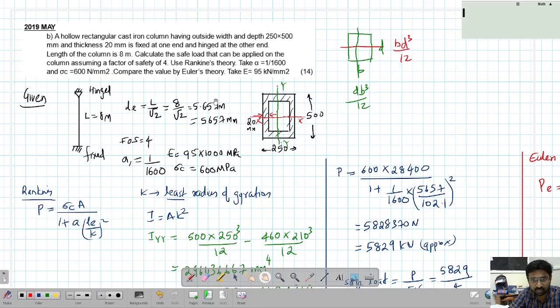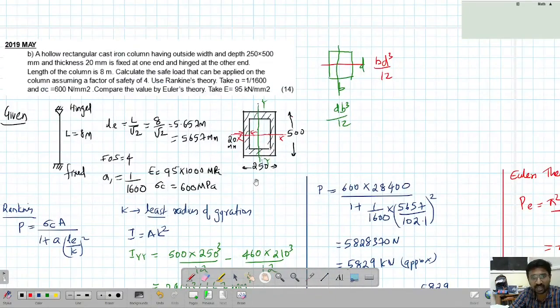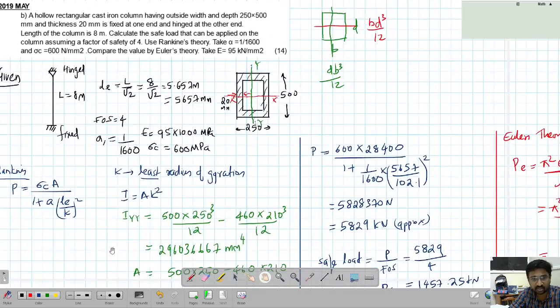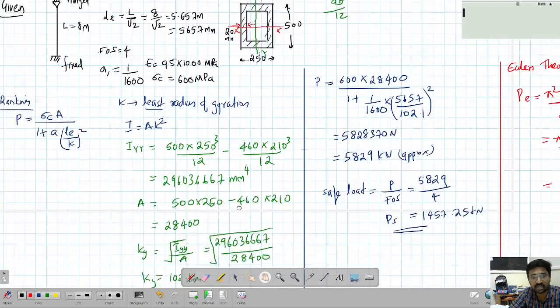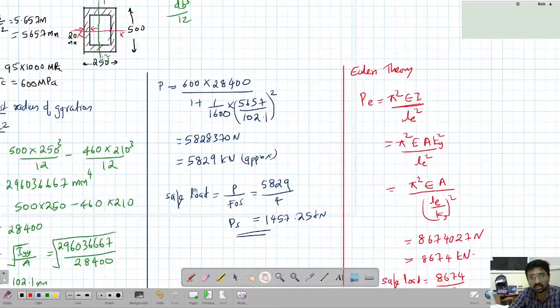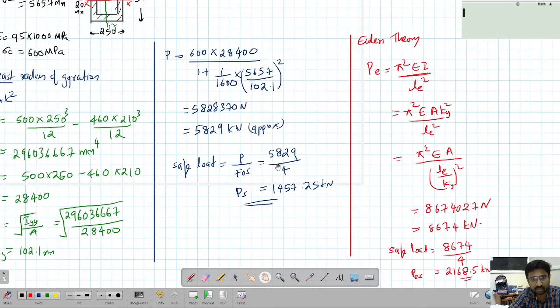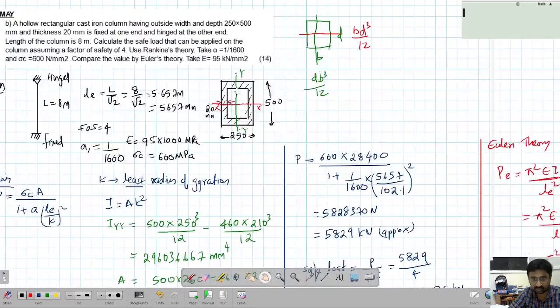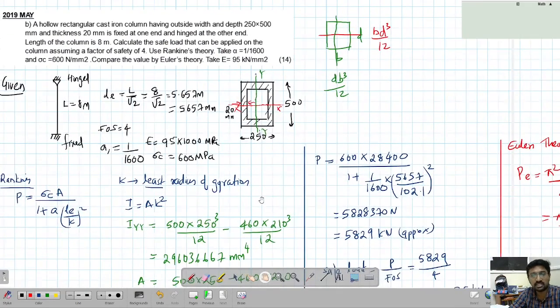So for working out, you can also work out the value of Ixx. With Ixx, you can find the value of k, and you can again recalculate this. Always you will find that the value of the load P will be higher than these two if you take Ixx. So deciding which I we have to take is very, very crucial.